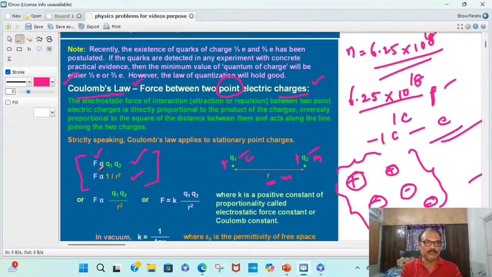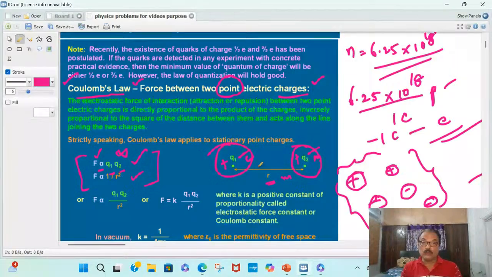So generally in mathematics we use proportional quantities. The force of attraction or repulsion between these two charges directly depends upon Q1 and Q2, and it is a multiple. The force is directly proportional to the product of the magnitudes of the charges, right?